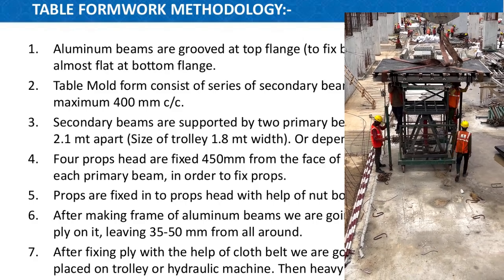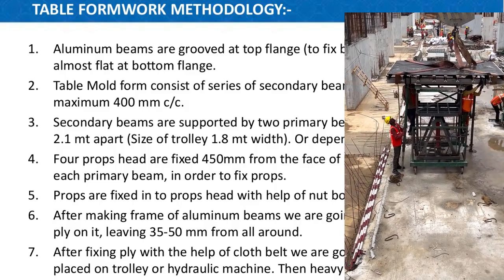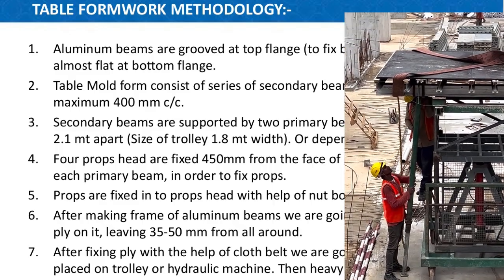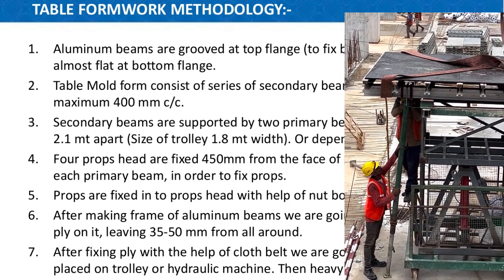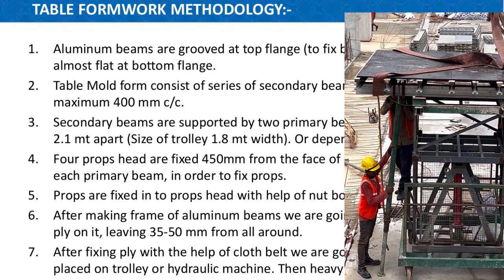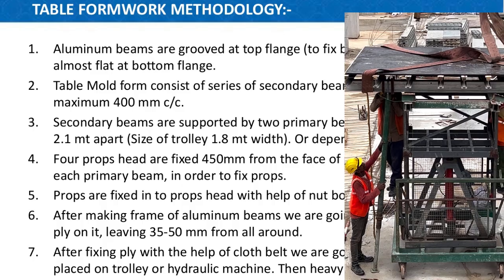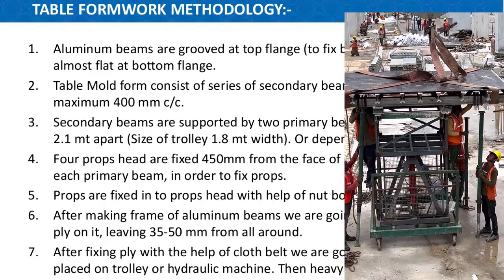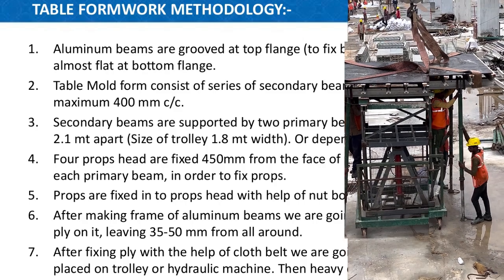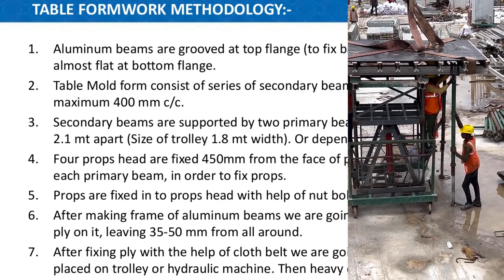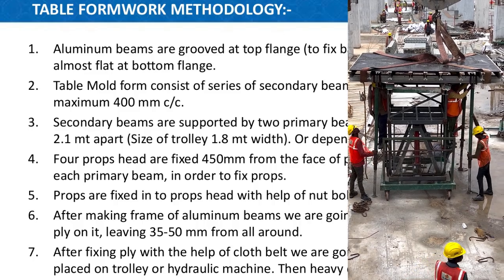Here are the four prop sets, which I think you generally use, but sometimes six prop heads are required, depending upon the load and the structure. You have to design, and according to the design you need to place either 4 or 6. So fix 400 from the top face of the primary beam, two on each primary beam, in order to fix props. These prop heads will be fixed on the primary beam, and the props will be fixed into the prop heads with the help of nut and bolt.